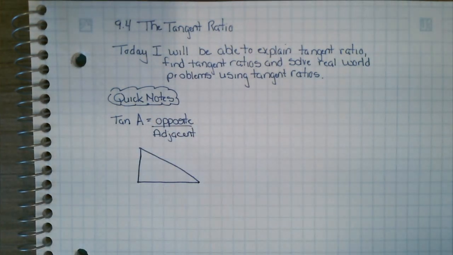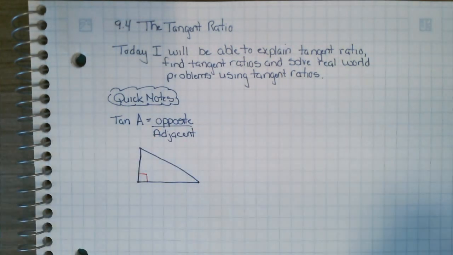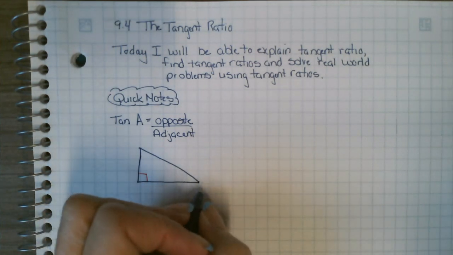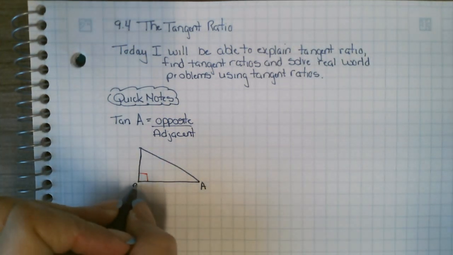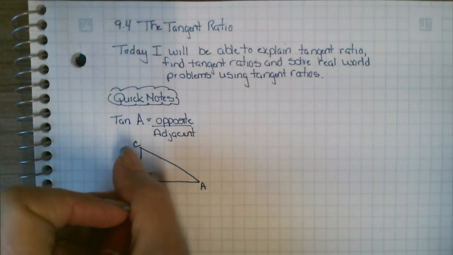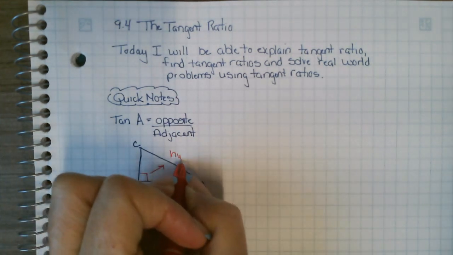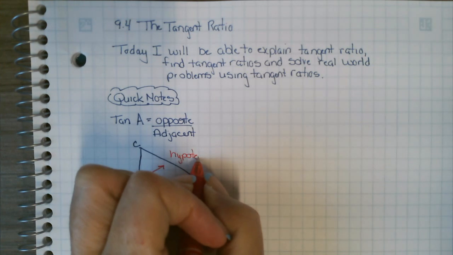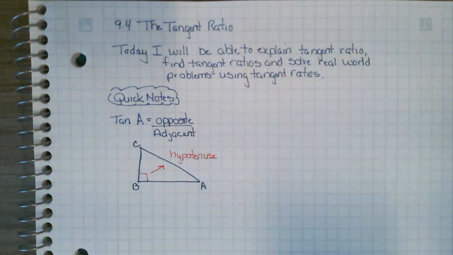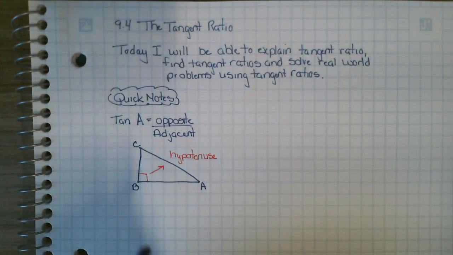And then we're going to label it. We know that the red square in the corner is the right angle. A, B, and C. And we learned last week that the side opposite the right angle is your hypotenuse. And then we talked about the adjacent and opposite leg.